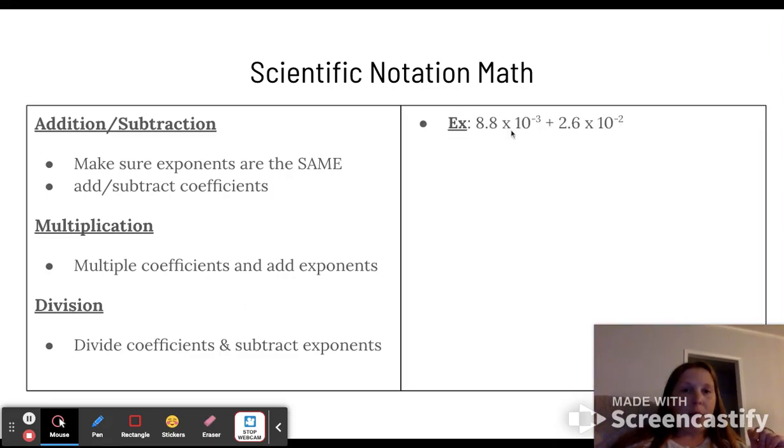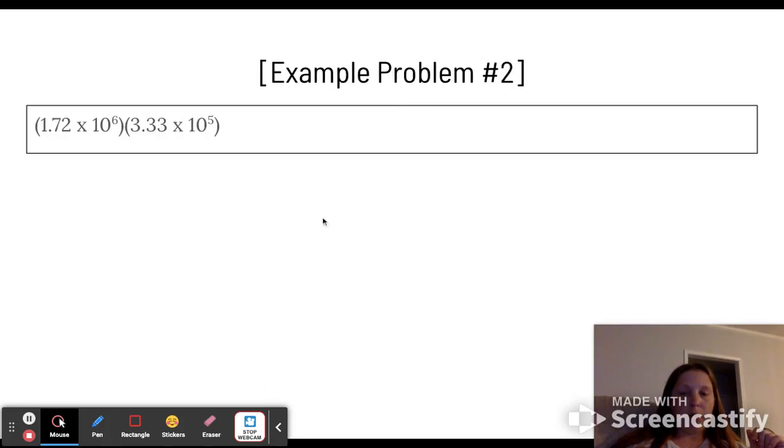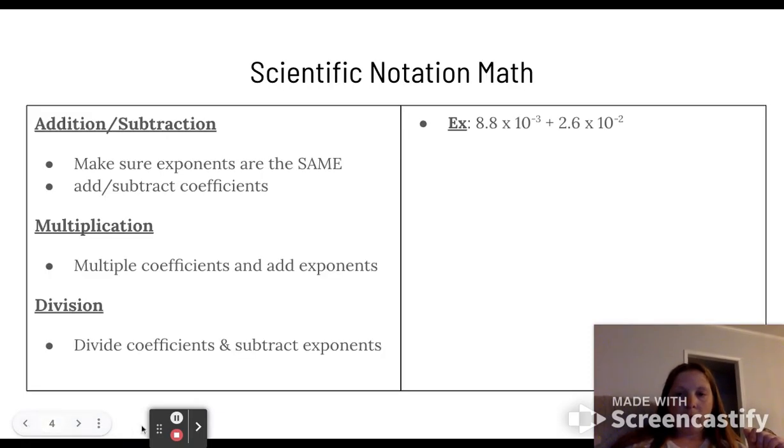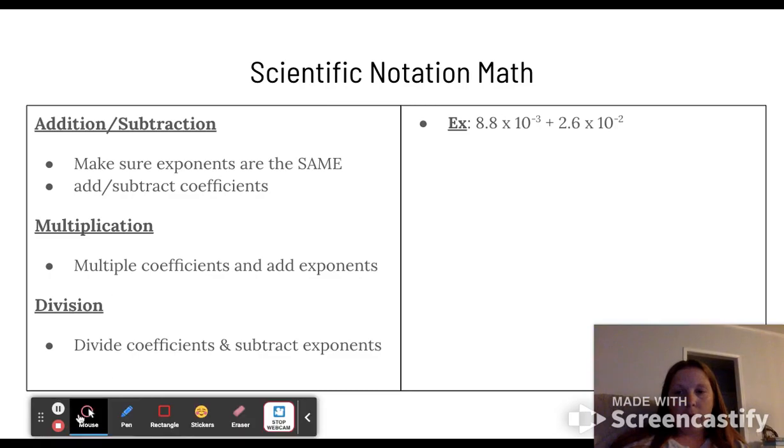So here's an example of addition and subtraction that we're going to, oops, sorry, let me see if I can go back. There we go. So let's go through this one really quick. Let me get my little pen.